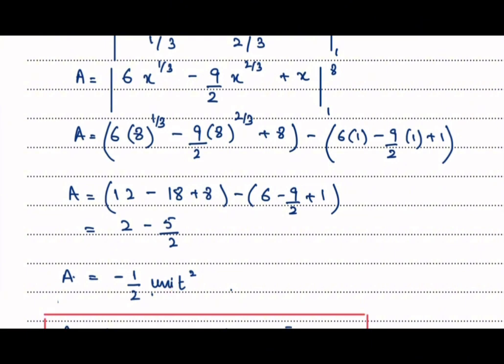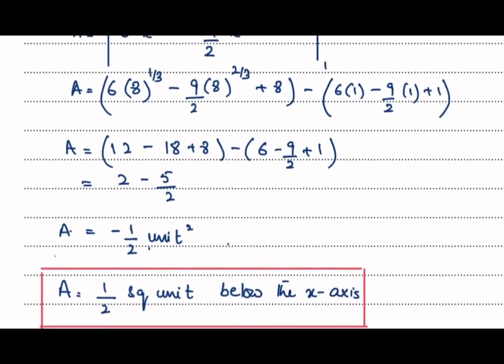As initially said, it's below the x-axis, therefore it had to be with the negative sign. So we can give the final answer as the area from A to B, the line segment, and under the curve, it's half unit square below the x-axis. Both the answers can be considered correct here.